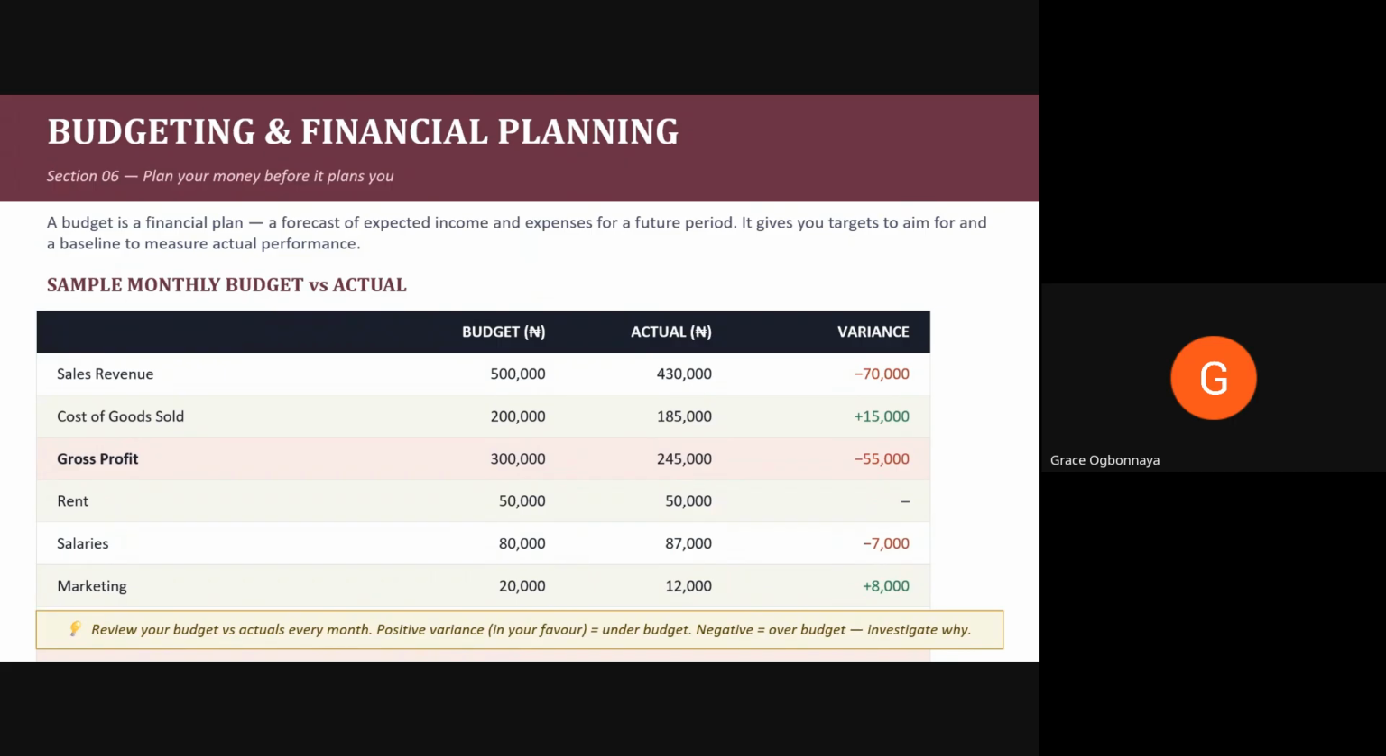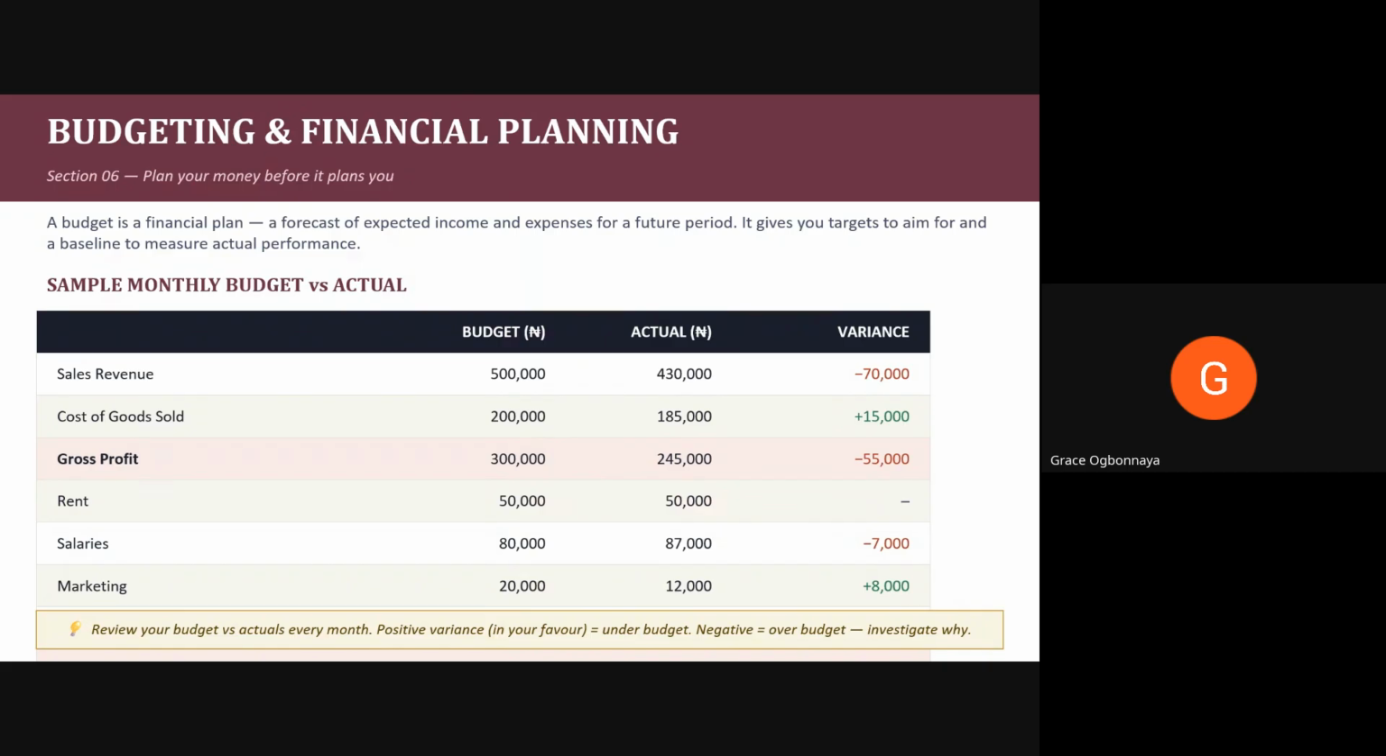So budgeting is very important. It is important to plan the business. A budget is a financial plan, a forecast of expected income and expenses for a future. It gives you a target to aim for and a baseline to measure your performance. So at the end of July, you can tell yourself, okay, I did 100 nylon for July. How many nylon is remaining? Oh, okay, 2 nylon. That means we did 98. Okay, not that bad. We can do better. That is the purpose of budgeting.